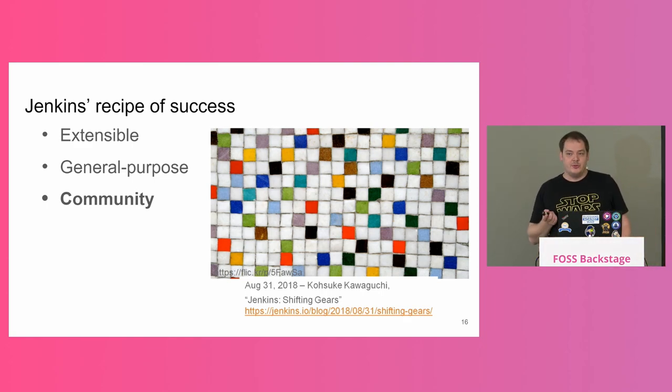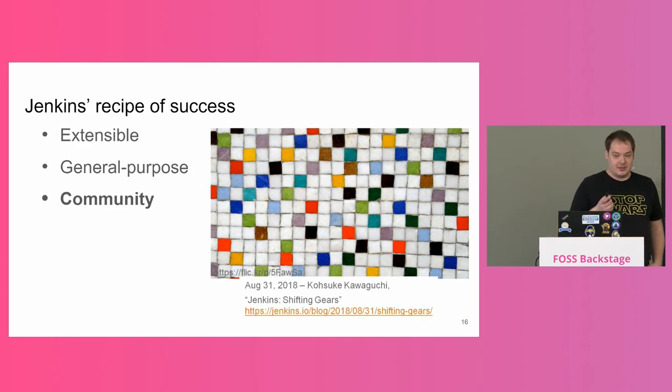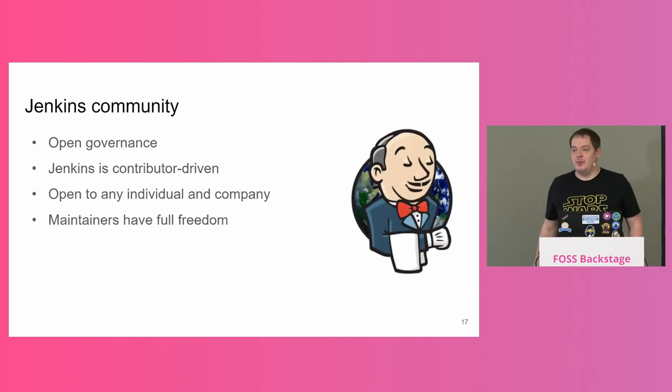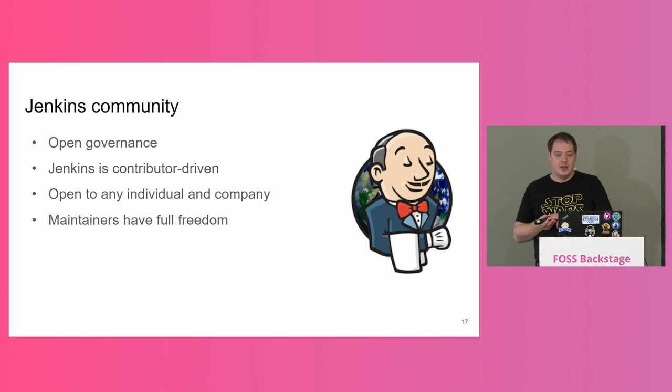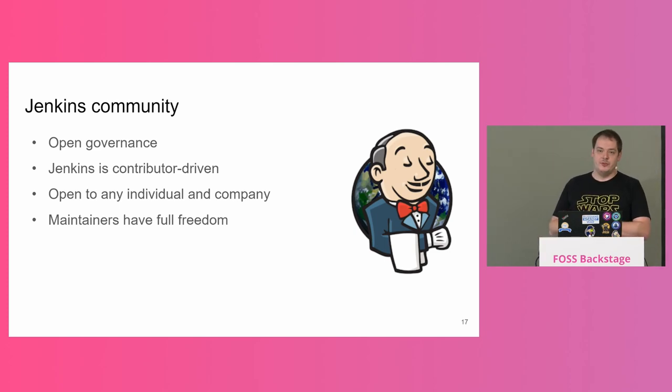What were the key reasons for us? Jenkins was extensible. It was general purpose. You were able to automate any kind of flow. And one of the biggest recipes of success for Jenkins was its community. Because what we did from the very beginning of Jenkins at Hudson, the project basically targeted open governance, community-driven development.